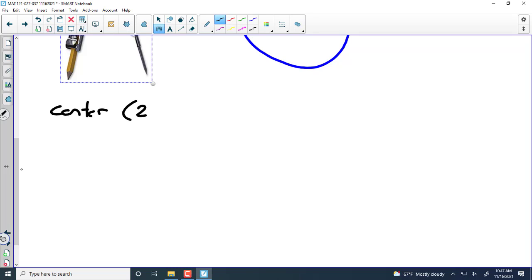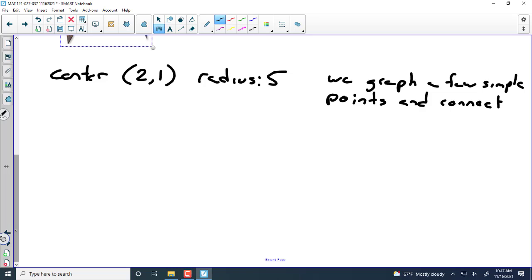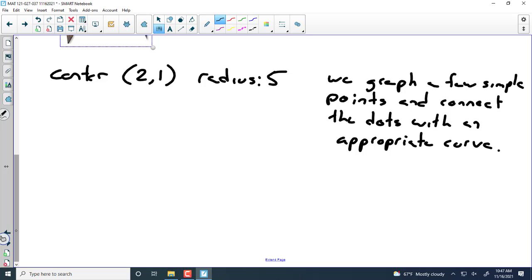All right, so if someone tells you a circle has a center of (2, 1) and a radius of 5, you can draw the circle. That's all you need to draw the circle. Now, there are infinitely many points on a circle, but we know how we draw graphs in this class. We graph a few simple points and connect the dots with an appropriate curve. That's how we always do graphs. We don't plot 300 points really close to each other and say, look what I've drawn. We draw like 5 or 6 points, and then we connect the dots. So that's exactly how we're going to draw circles also, everyone.